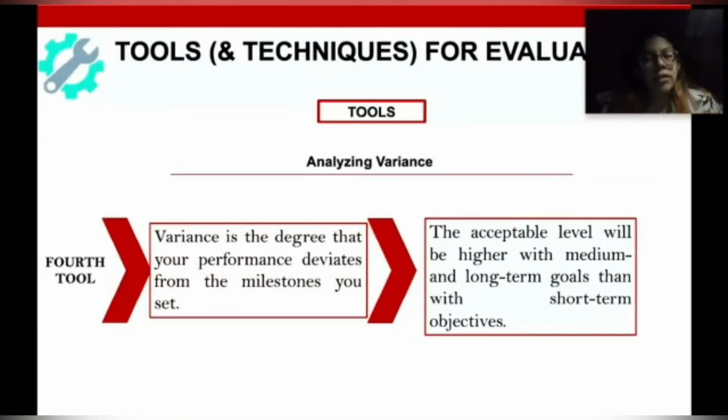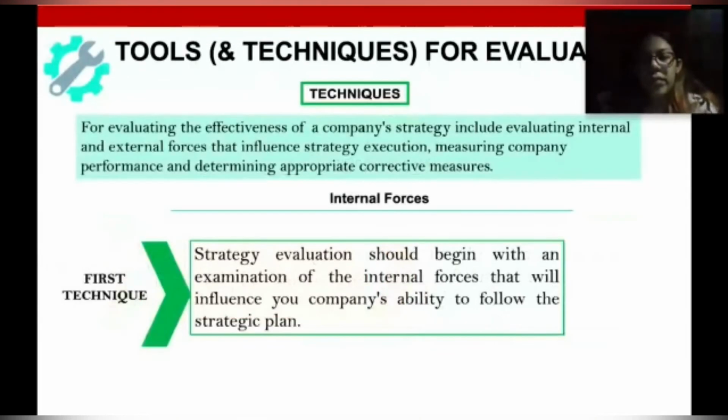The fourth tool, analyzing variance. Variance is the degree that your performance deviates from the milestone you set. The acceptable level will be higher with medium and long term goals than with short term objectives.